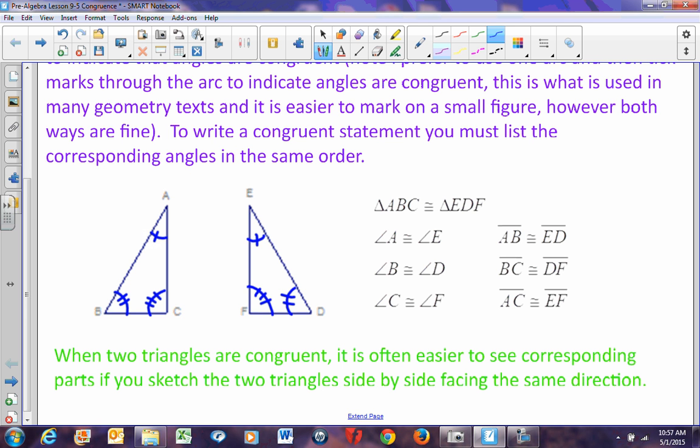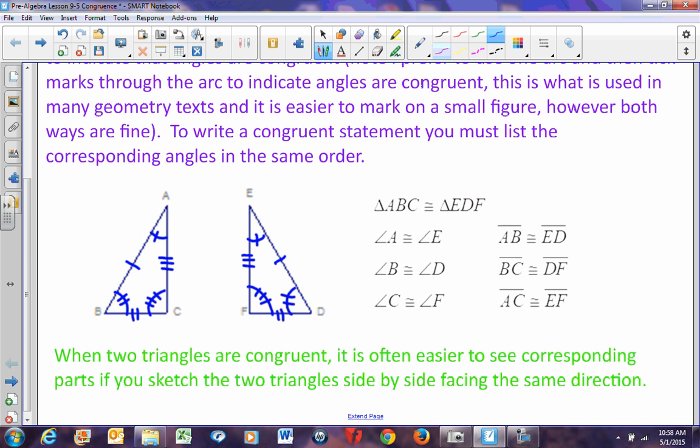Side AB, this side here, is congruent to side ED. Side BC is congruent to side FD. And last but not least, side AC is congruent to side EF. So there we have congruent sides and congruent angles. And that would make those figures congruent. In order to be congruent, all the matching parts must correspond. I couldn't say that angle A is congruent to angle D because they are not. So you have to match up the parts.